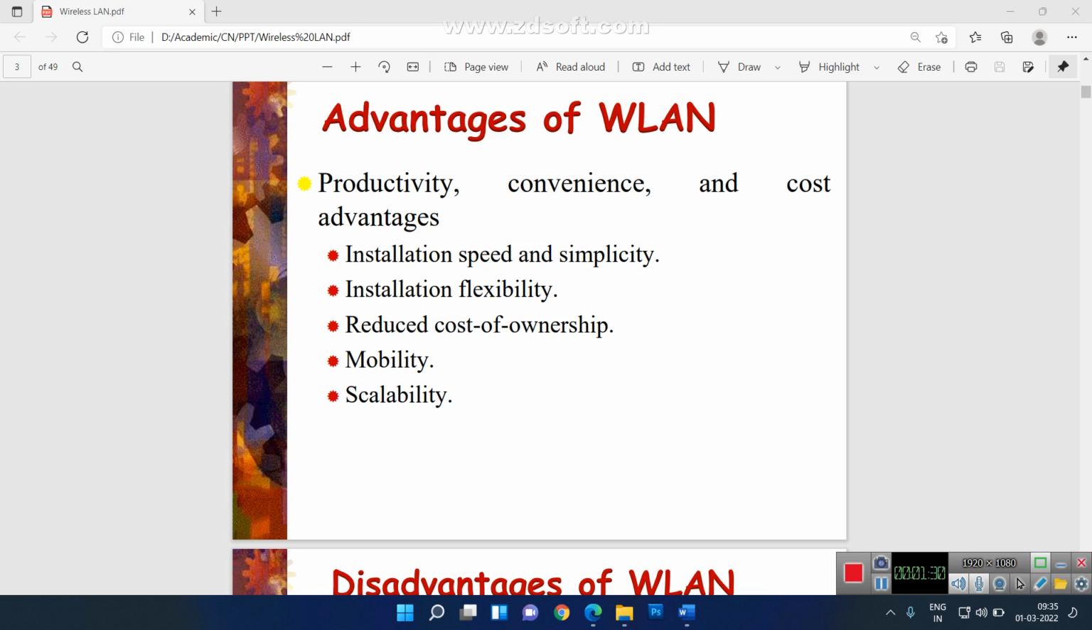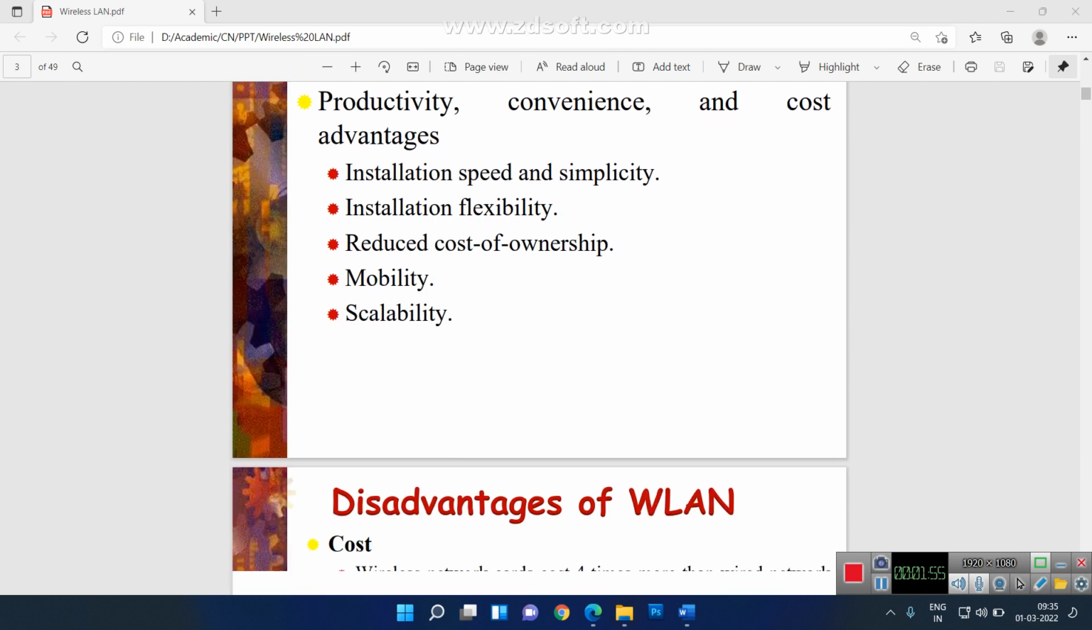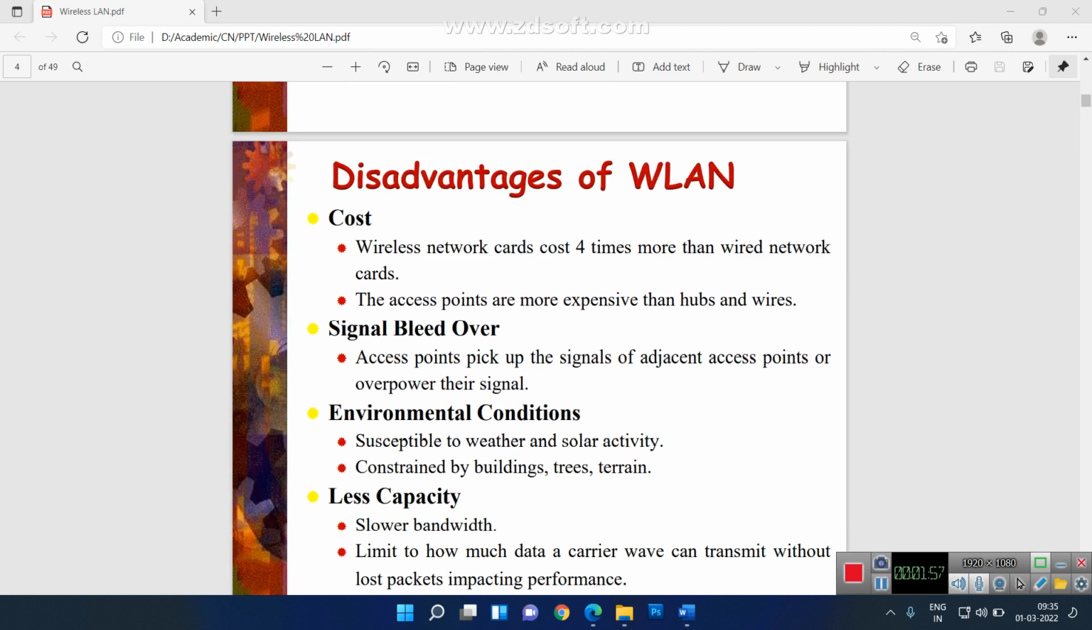We can take the device anywhere and start transferring the data. Then reducing the cost of ownership means that the wired cost is less compared to wireless communication. Then mobility: whatever the infrastructure, we can switch the device from one place to another place. And then scalability, which is another advantage.